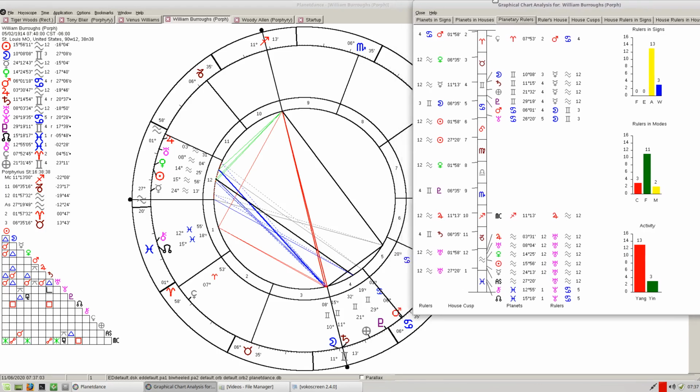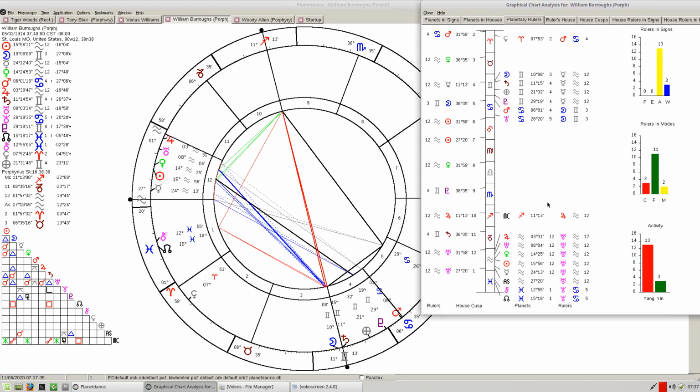So what you can see from this information is that not only does Burroughs have a good many planets in air signs, but most of his rulers are also in air signs. So this is a man who is working at an extremely mental level, very cerebral, and that befits an individual who was extremely innovative and creative in terms of creative writing.